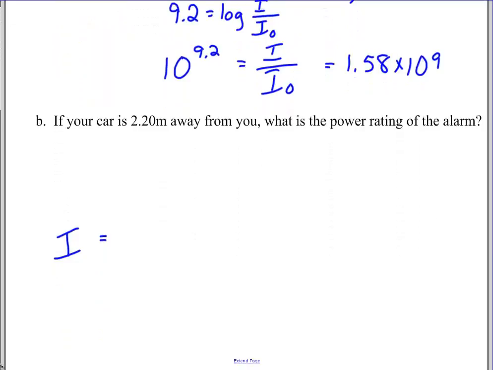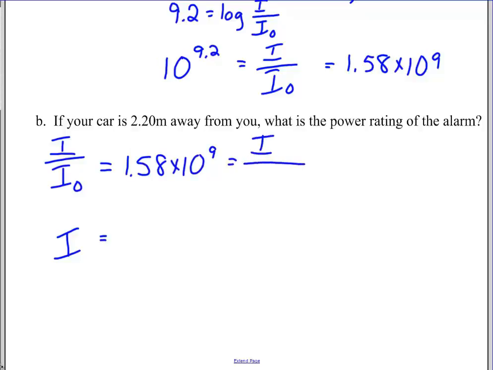So I'm looking for power in this next question. I start with the ratio of intensities. I need to get to plain old intensity, and that will get me to power. So I over I0 equals 1.58 times 10 to the 9th. And that equals the intensity, which is what I want, over 1.0 times 10 to the negative 12. So if I multiply both sides by 1 times 10 to the negative 12, I get 1.58 times 10 to the negative 3, and my units for this are watts per meter squared.